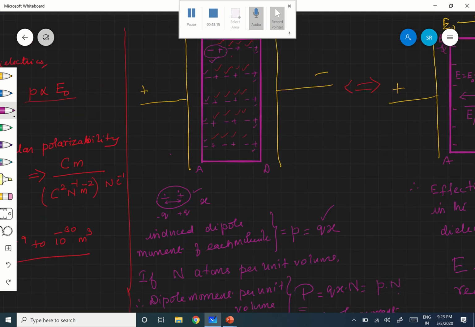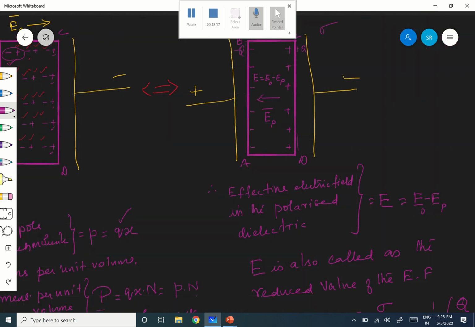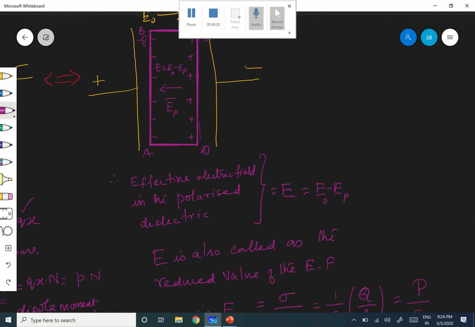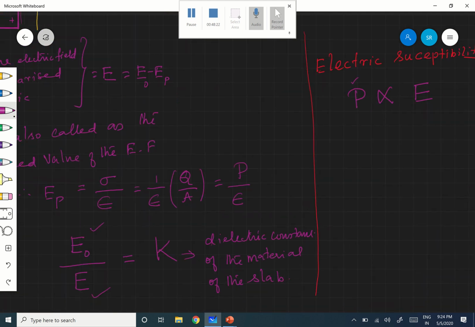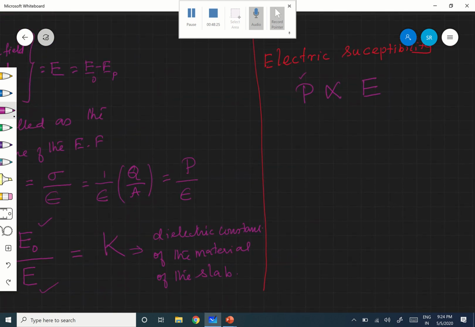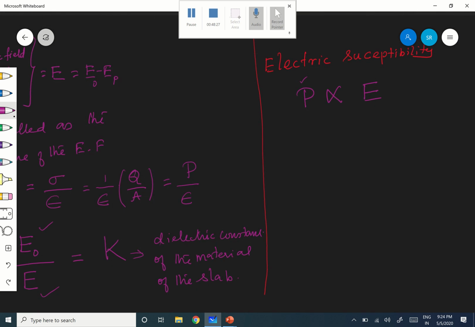But here it is completely different. Here, it is dipole moment density. It is not the dipole moment of a single molecule, but the dipole moment density of the nonpolar dielectric when it is kept in an external field E naught. It is directly proportional to the reduced value of the electric field. Therefore you can say P is equal to some constant of proportionality, epsilon chi E.